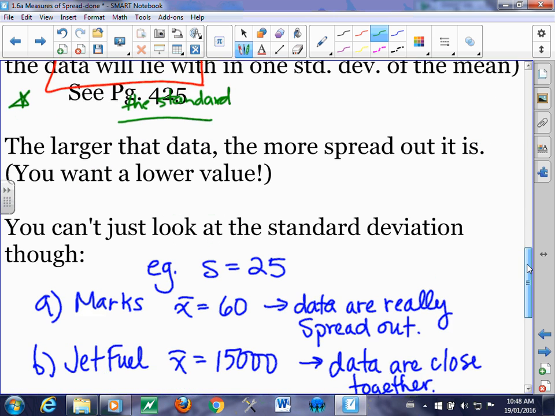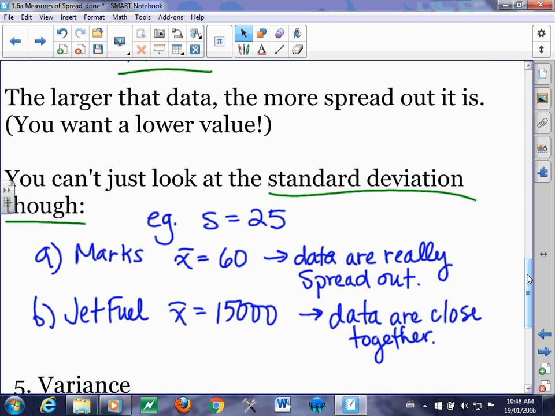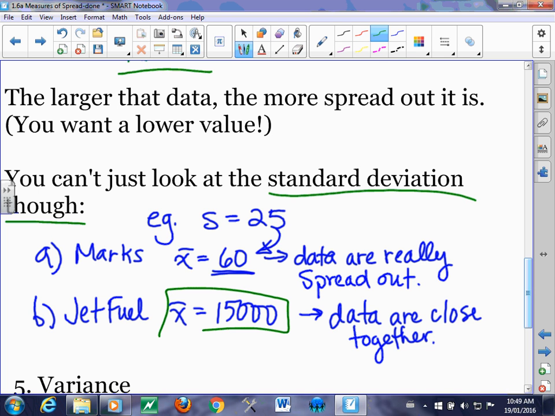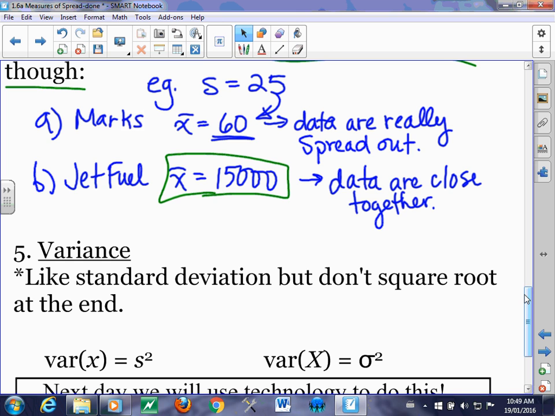You can't just look at standard deviation, though. It has to depend on your frame of reference. Marks, for example, can be spread out because they have values above and below a mean, so a standard deviation of 25 isn't too bad when you look at marks. But if you're looking at jet fuel, where the average amount of jet fuel used is 150,000, or 15,000 like in this example, that is too close together.